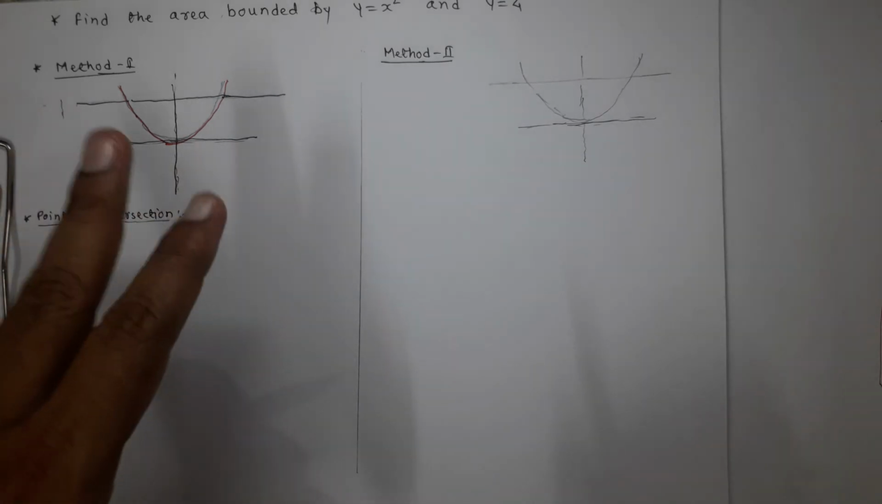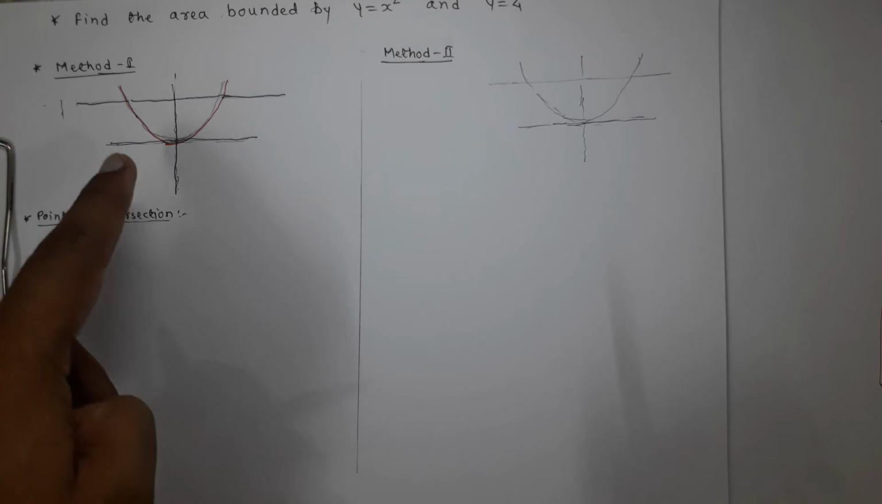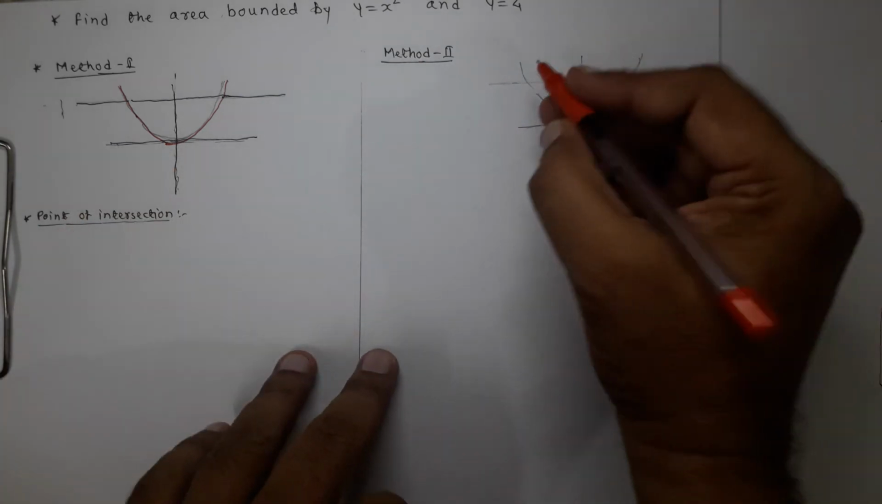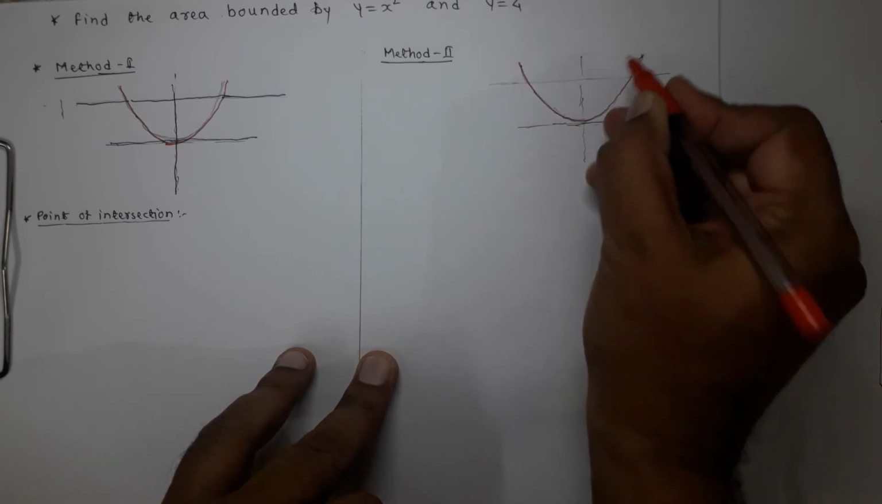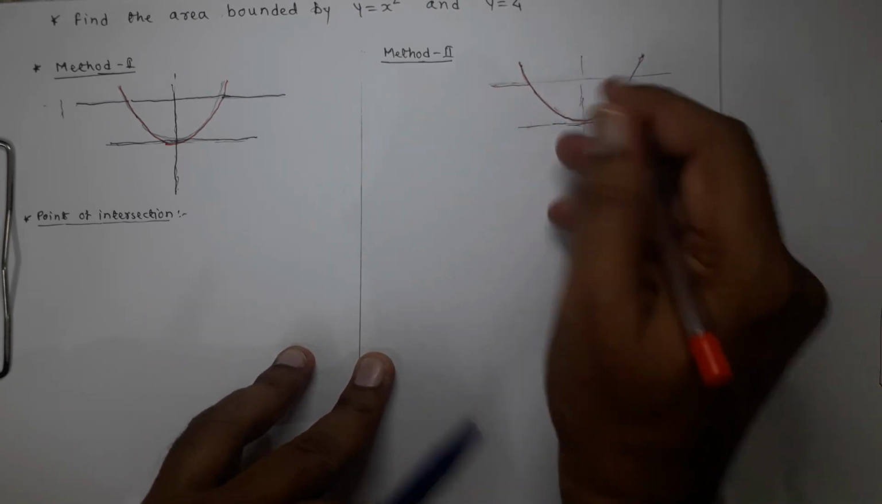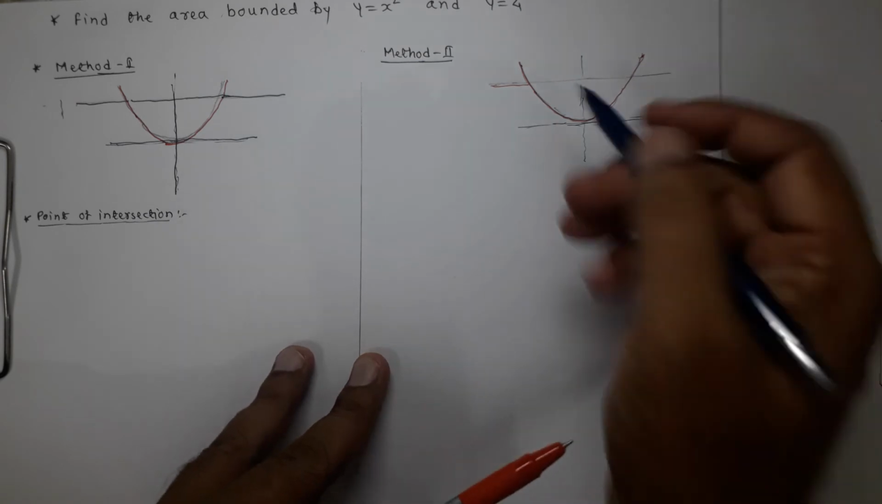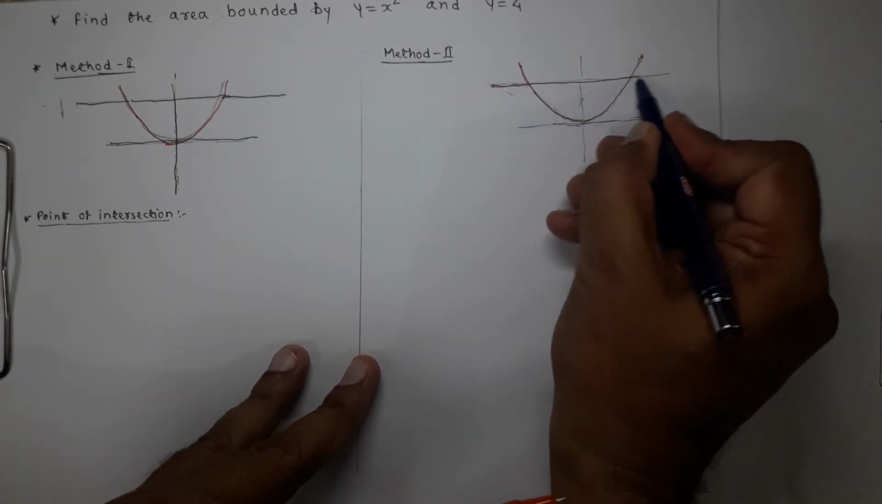Now I am going to solve it by means of two methods, method 1 and method 2. So here also I am drawing the same one. So this is the curve and this is the straight line. So let it be the straight line. So this is the straight line.